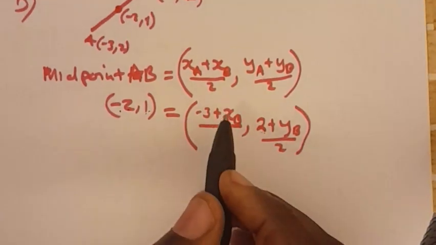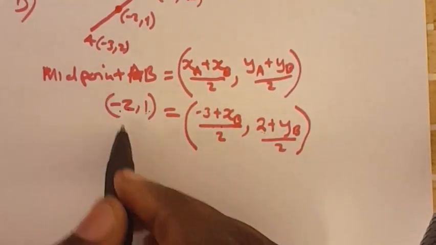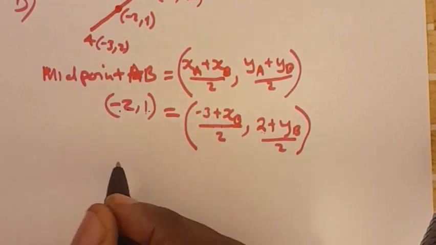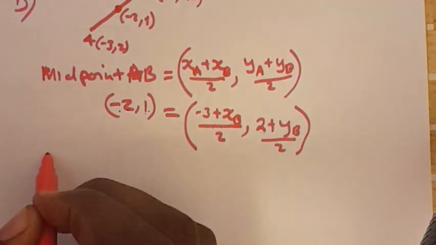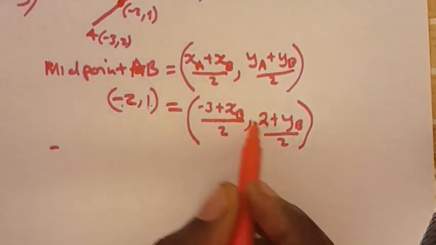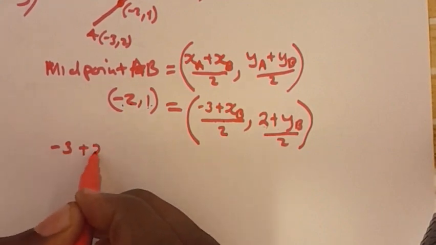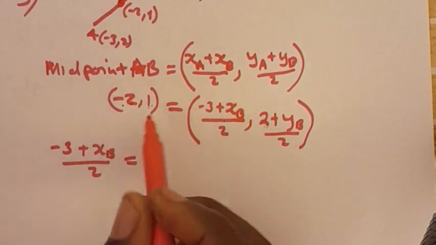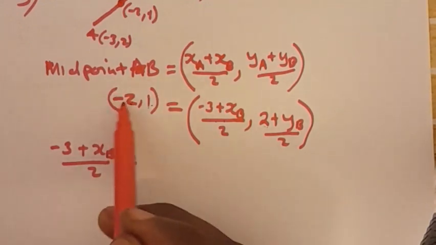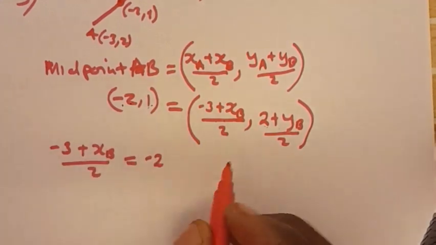So what we are saying is we are going to equate the whole of this to -2, because -2 is also an X coordinate. So we are going to say, I'm just rewriting this, (-3 + X in B) divided by 2 should be equal to the other X coordinate in the midpoint, so -2, this one.